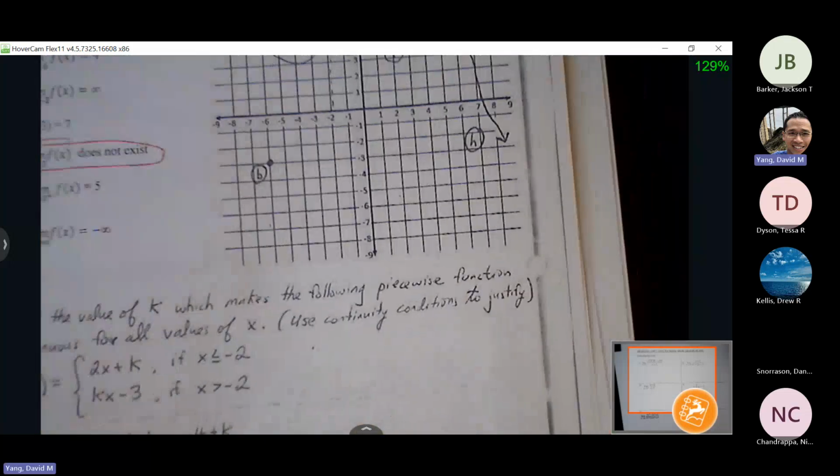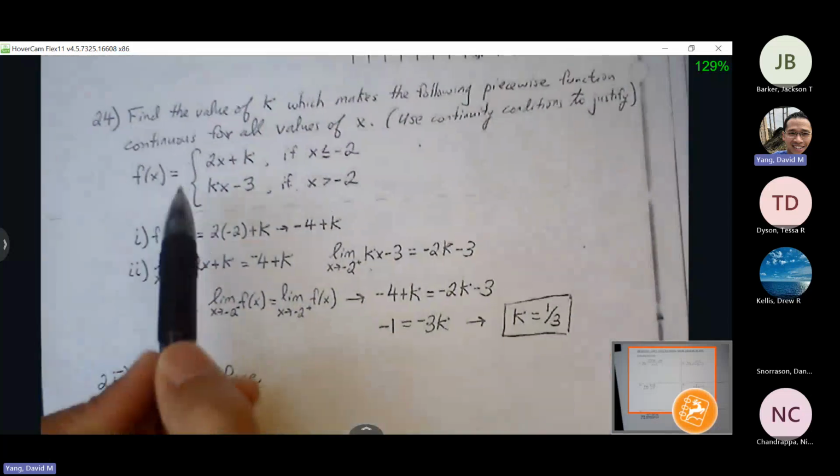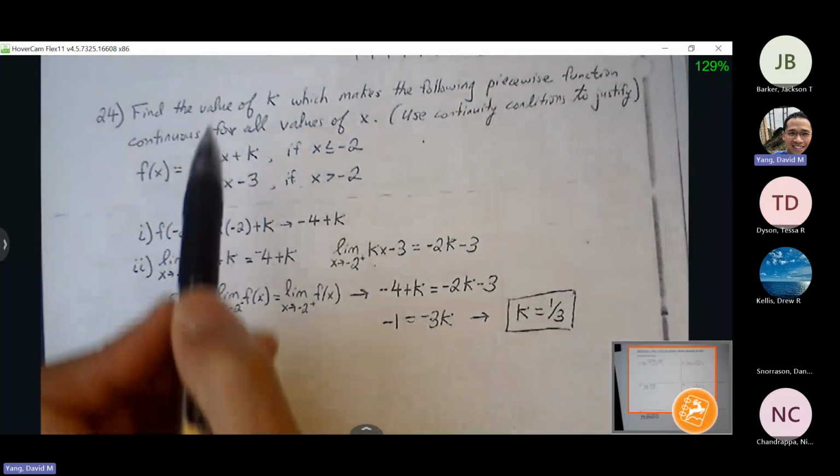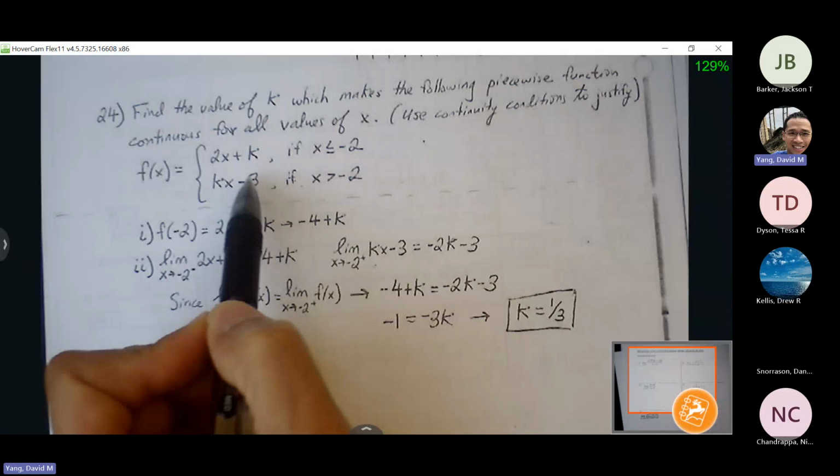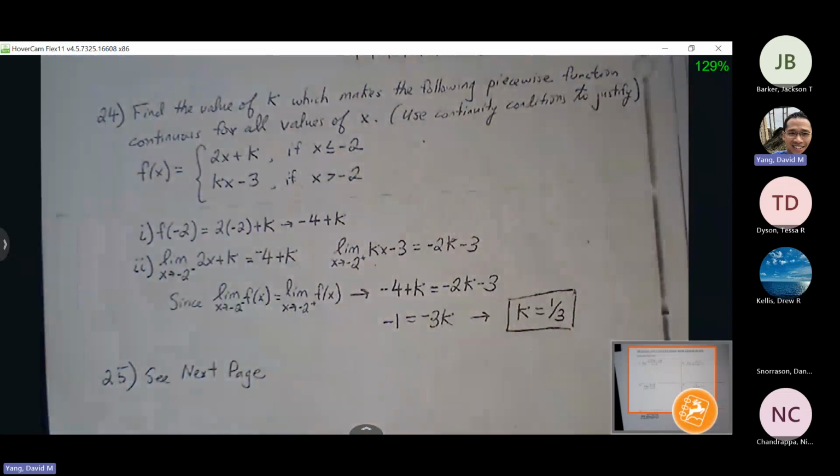So we always have to plug in, unless they give us what the limit value is, which in these types of problems, they're not going to give you. You're going to have to find it yourself. You always have to plug in.